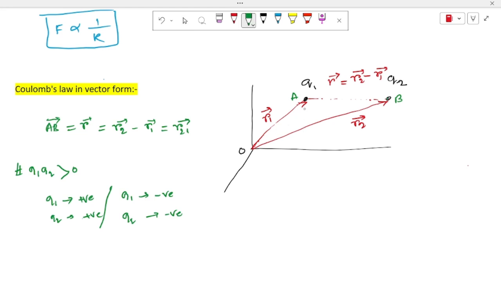So the force will be in this direction. This force is called force on Q2 due to charge Q1. So if I say it is Q1 charge, suffix 1, and Q2 charge is suffix 2, obviously this will be due to 1 on 2. The same way, the force will be along this direction, repulsive in nature. So the direction of force is in this direction, and the force will be due to 2 on 1.